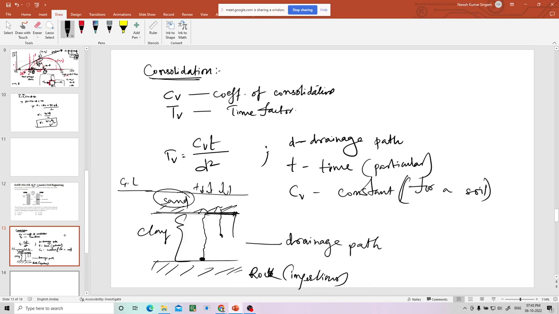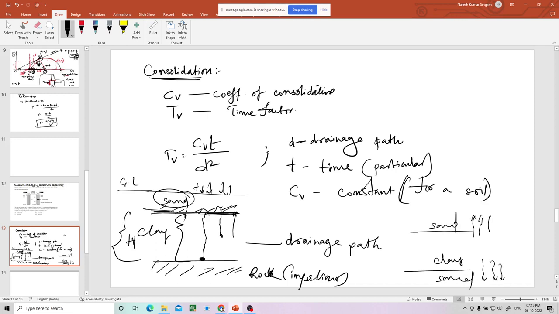Drainage is happening only in one direction, because sand is there only in one direction. That is the reason why the drainage path is equal to the height of the clay completely. Let us say this is H. If there is sand above and below, and this is clay, what will happen? Water can go from this direction also. So the maximum path traveled is half of the height, so D will be H by 2 in this double drainage case. This is the single drainage case.